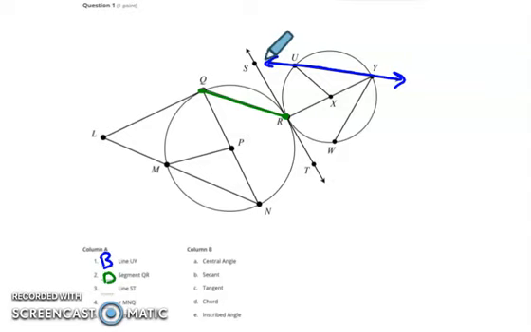The third one says line ST. So here's line ST right through here. What it's doing is hitting the circle once, right at R. That's what tangents do. So that's called a tangent.